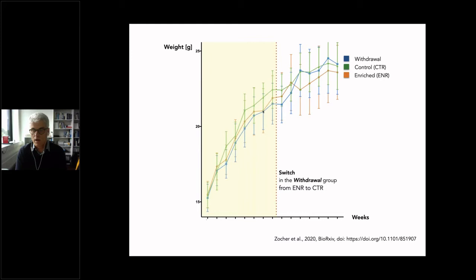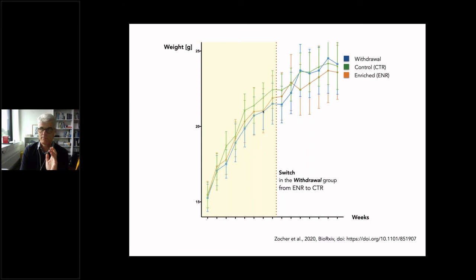So I've done more experiments of this type. This is a study which went for 6 months. It's actually just accepted for publication, so it's not just in the bioRxiv anymore, so it's coming out. And so, 6 months of enrichment, and the idea that after 3 months you take half of the animals out and ask, are the effects lasting?